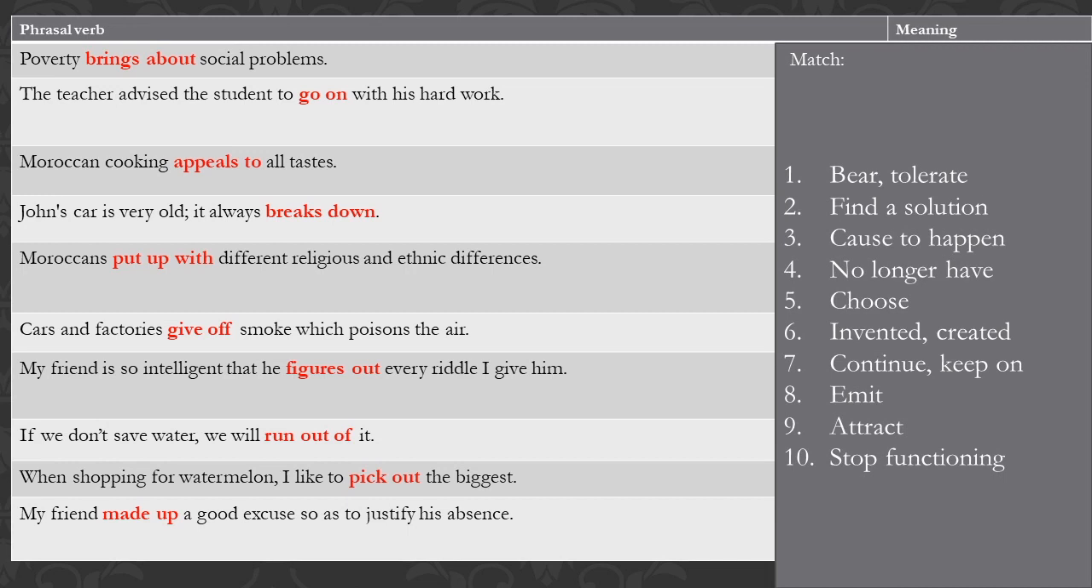We will find it in our sentences, God willing. Number 8, to emit. Number 9, to attract. And the last one, to stop functioning. To stop functioning is to stop working. It's the same. So can you please pause the video for 1 minute and try to do the exercise.